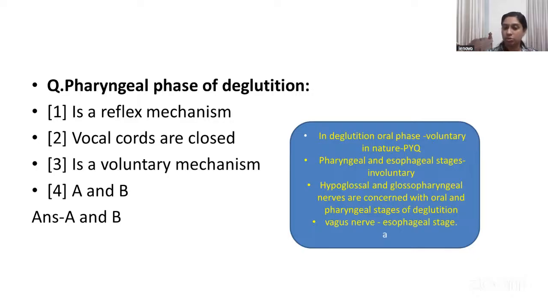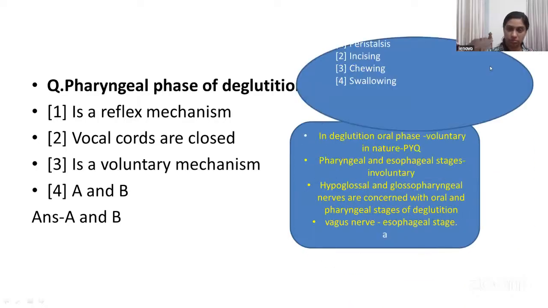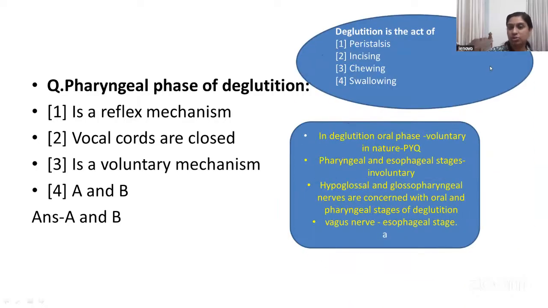Okay, the hypoglossal and the glossopharyngeal nerves are basically concerned with the oral and the pharyngeal stages of deglutition, and the vagus nerve is concerned with the esophageal or the third stage of deglutition. So, basically what is deglutition? The options are peristalsis, incising, chewing, swallowing. Answer is swallowing. So, deglutition is the act of swallowing. It's a reflex mechanism. Mastication is also a reflex mechanism. Okay.